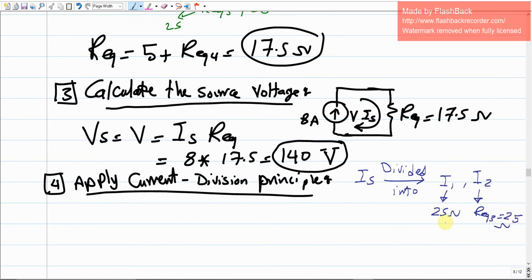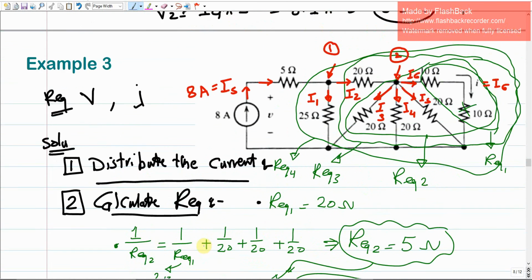Since the two resistances are the same, directly we're going to say that I1 should equal I2. According to the current division principle, as we mentioned in the previous examples, each one is going to be half the total current, which is 8 over 2, giving 4 amperes. So we got I1 and I2, and basically we are interested in just I2. Make sense?